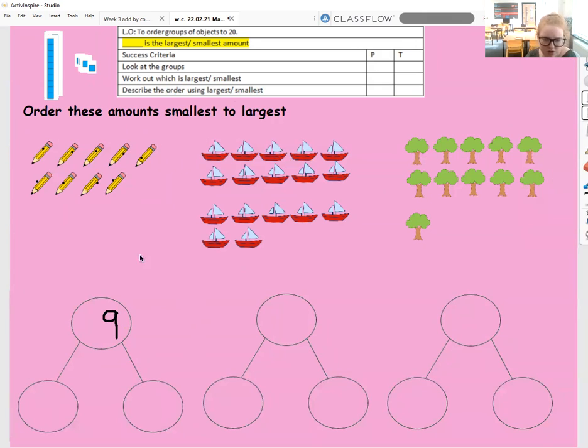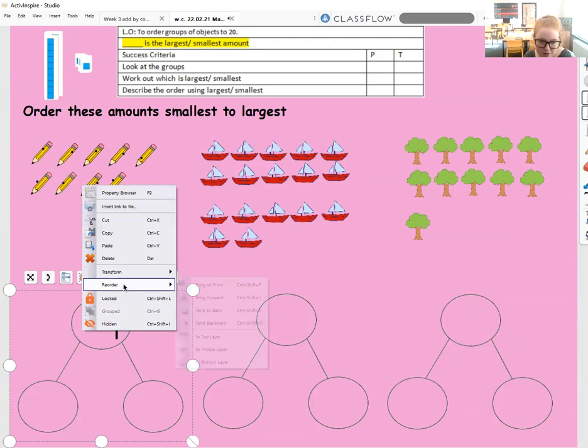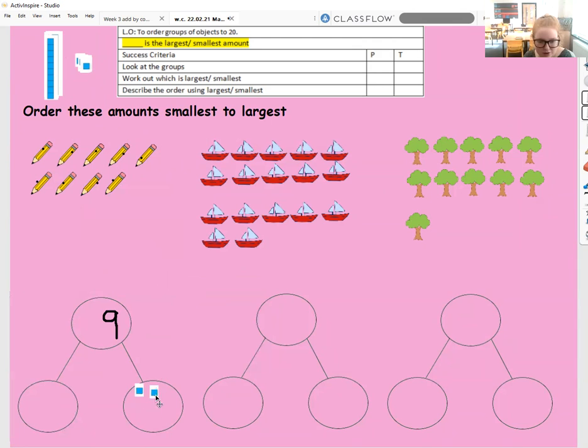I want to break it into its 10s and 1s. So how many 10s does 9 have? 9 has 0 10s. Because it has 0 10s, I've got nothing in my first part. How many 1s does 9 have? 9 has 9 1s. 1, 2, 3, 4, 5, 6, 7, 8, 9. So 9 has 9 1s.